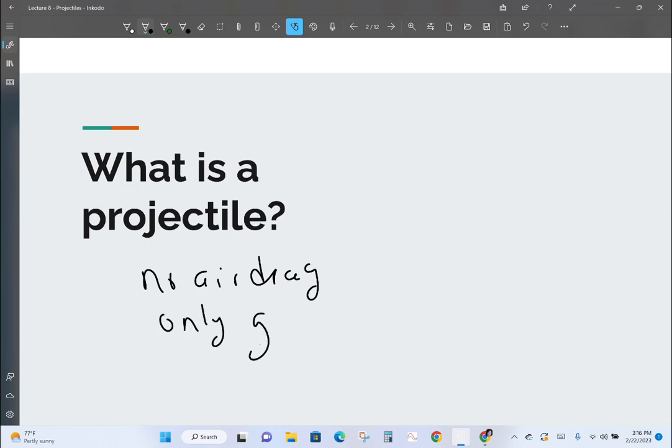Only gravity. And acceleration due to gravity is negative 9.8 meters per second squared, and it acts downward, not to the left, not to the right, not up. You pick up speed as you fall down towards the surface of the earth.